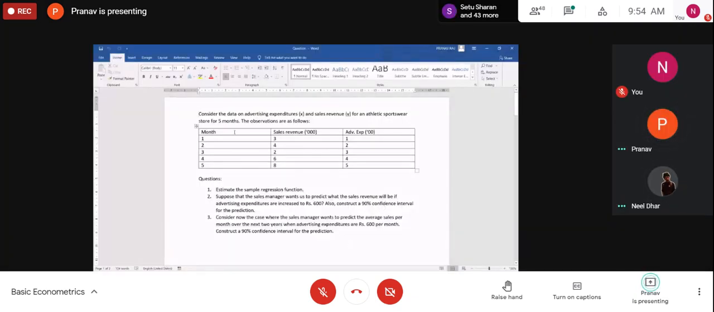Oh, so this is the question that precisely we have to solve. It's again a fairly randomly generated, theoretical data set, where we have five observations on advertising expenditure and sales revenue for a particular store. Function, and for this, whether you use Excel or pen and paper calculation does not matter.